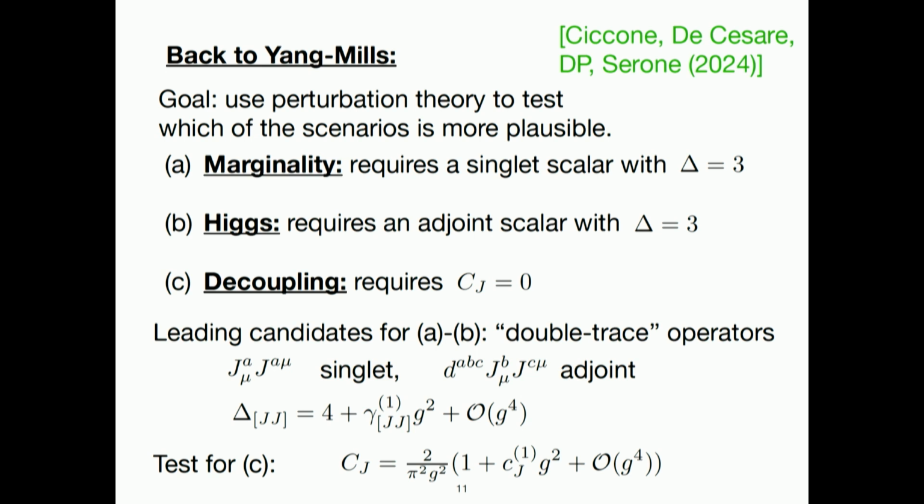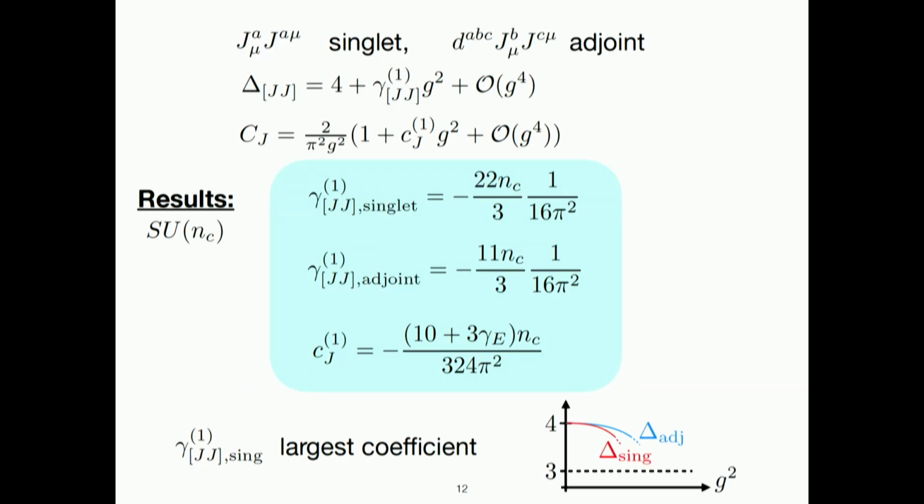And in order to test C, what we're going to do is just compute the first correction to this two-point function coefficient. OK, so without further ado, let me just tell you the results. So these are the results for the gauge group SU(N) and C. These are the numbers we get.